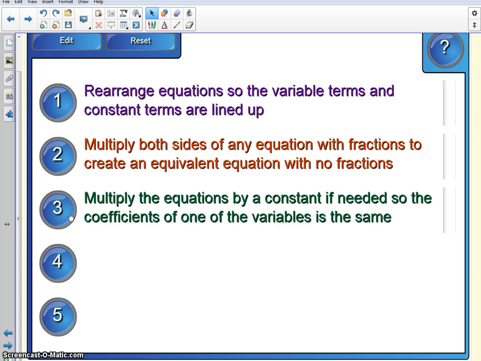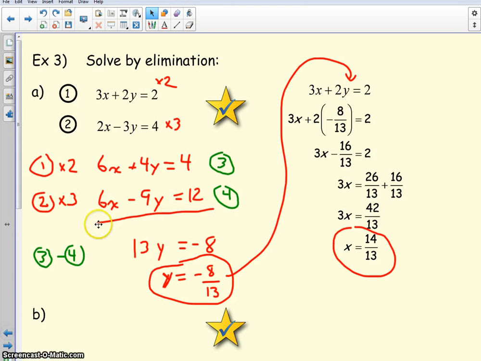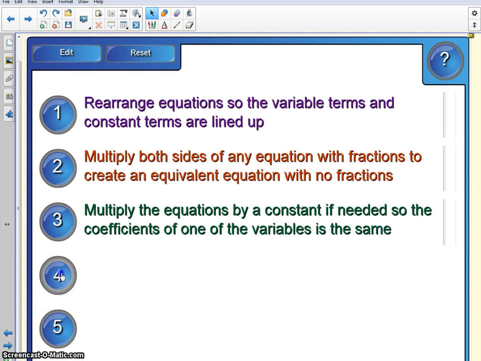Then, if we need to, get the coefficients of one of the variables to be the same, so we can add or subtract the equations. Much like we did back here in example 3a, when we didn't have the same coefficients, we multiplied both these equations by constants so we could get one of the variables having the same coefficient in front. So that's a key step as well.